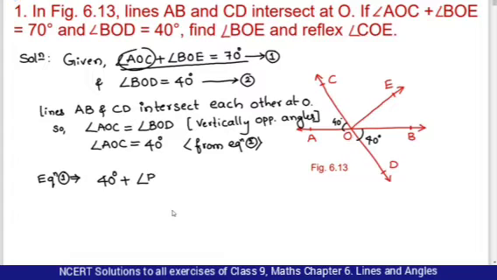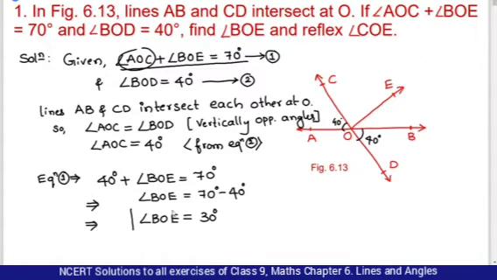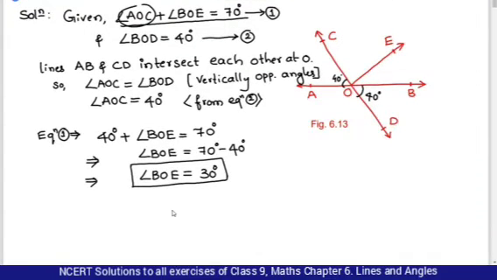40 plus angle BOE is equal to 70 degrees. Then angle BOE is equal to 70 minus 40 degrees. 70 minus 40 is 30. So angle BOE is equal to 30 degrees. We have got angle BOE, then find reflex angle COE. Before finding reflex angle COE, first find angle COE. Here, OB is a ray on CD.